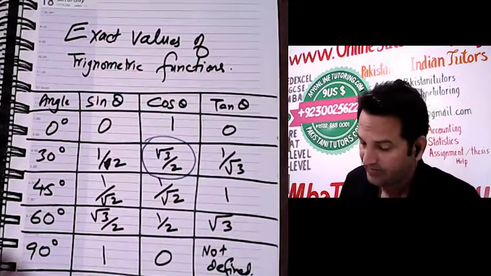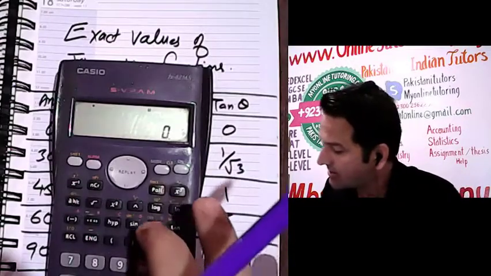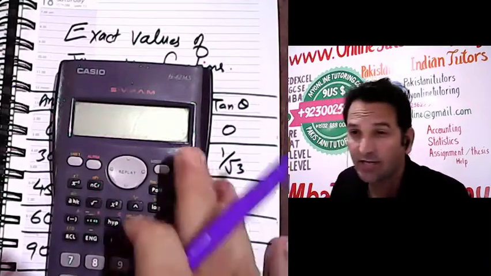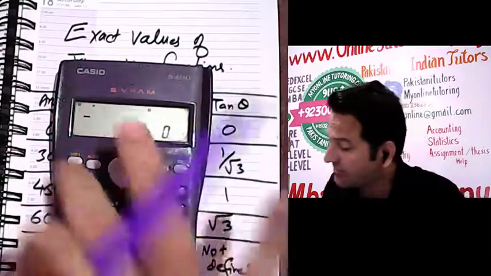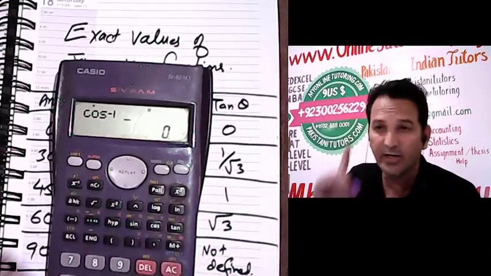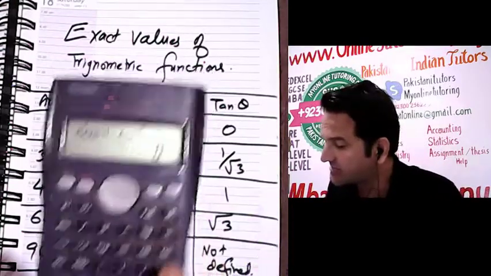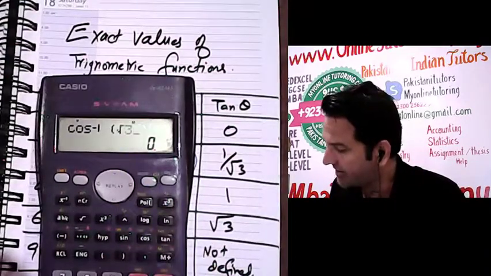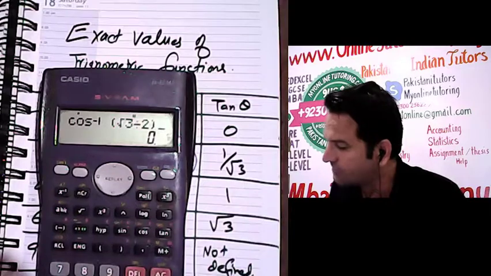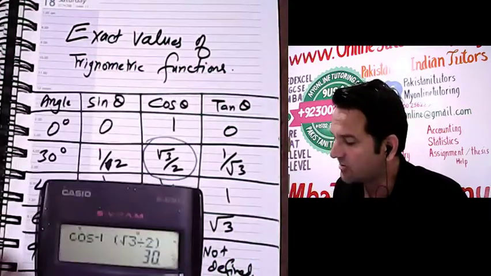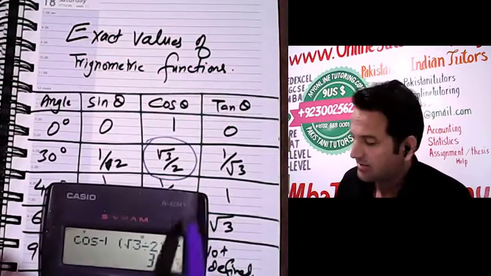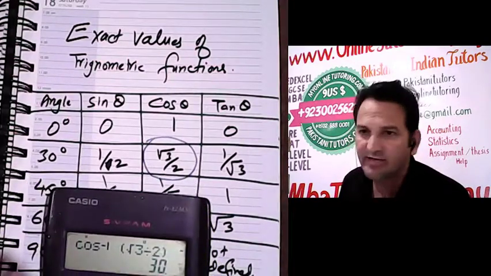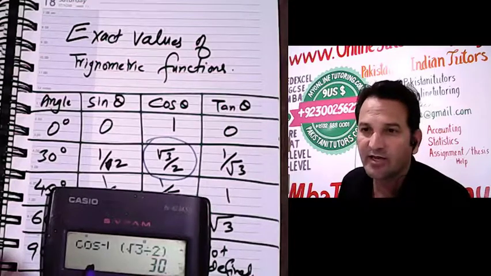So let's use cos. Whenever you want to find out the angle, you will use the inverse function. Cos inverse root 3 over 2. So root 3 divided by 2 will be 30 degrees. Look at this: cos inverse of root 3 over 2 is giving you 30 degrees. That's what is coming in the calculator, so we are using the inverse function.